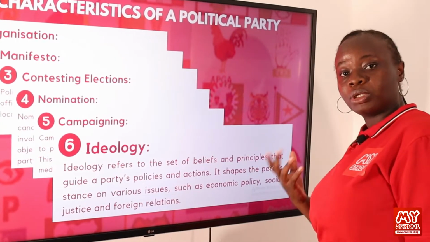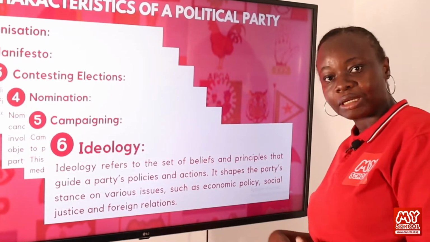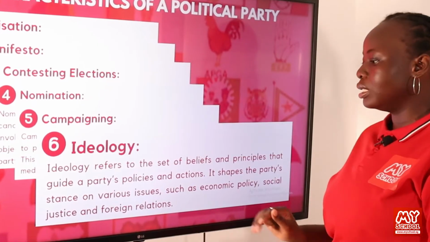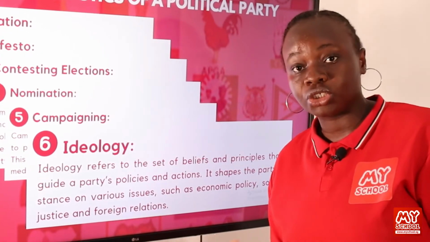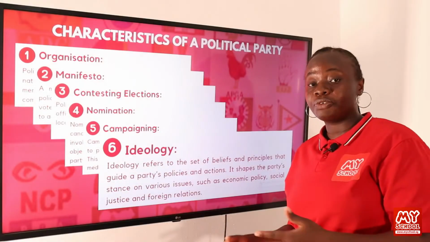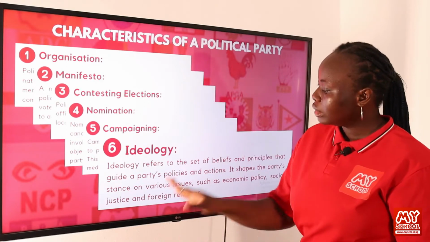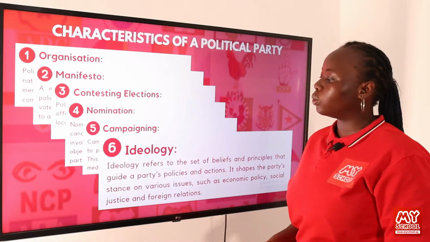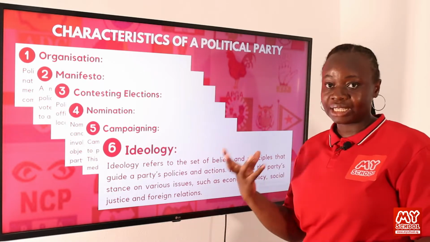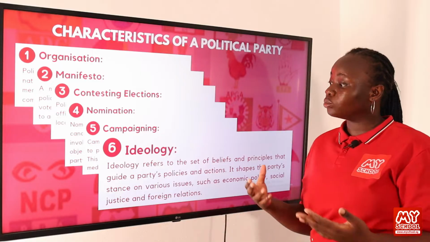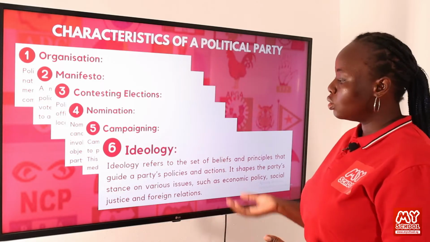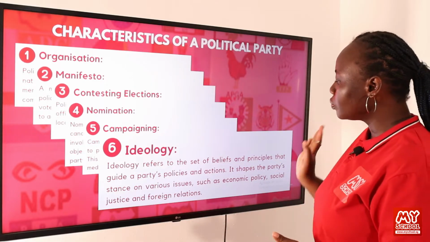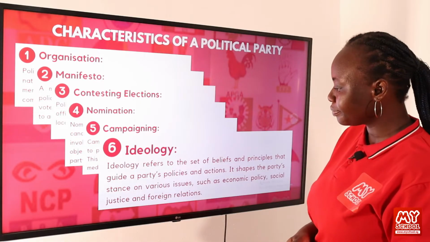So in terms of economic policy, they can be capitalist, they can be socialist, they can be communist in their stance. They can also discuss social justice issues, how they can react to the various inequalities in the society. They can also have a stance on foreign relations, how they should relate to other countries of the world. So all of these are the ideological stand, and each political party should have a stance on these issues. Now let's move on to the next one.